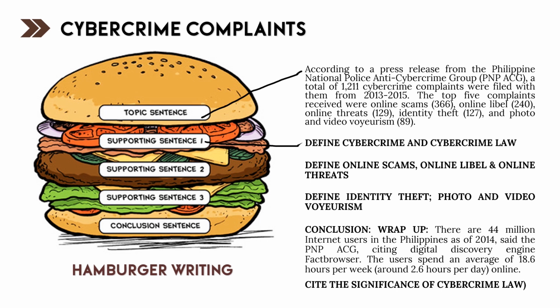Okay? Next, another supporting sentence. Define the online scam, online libel, and online threats. So, 3 of them. You can also write in your supporting sentence 3, that's paragraph 4. Define another, your identity theft, then photo and video voyeurism. Okay? So, finally, you'd be able to wrap things up.